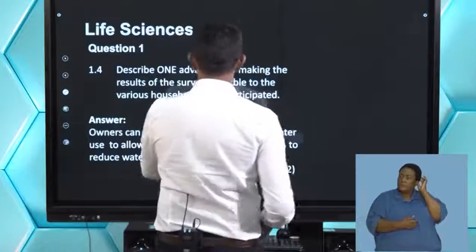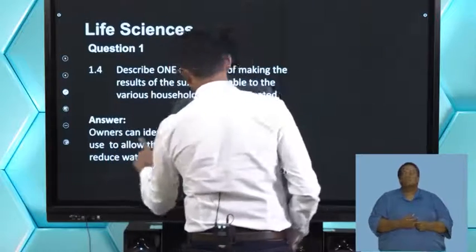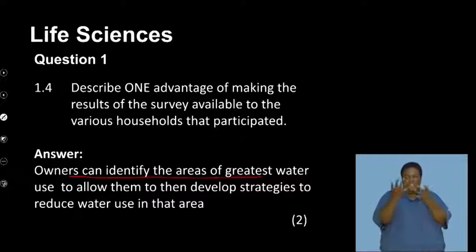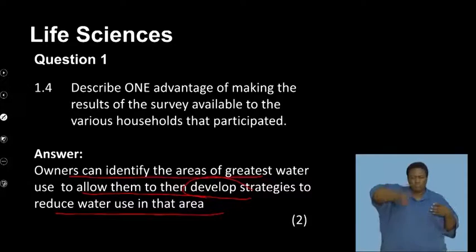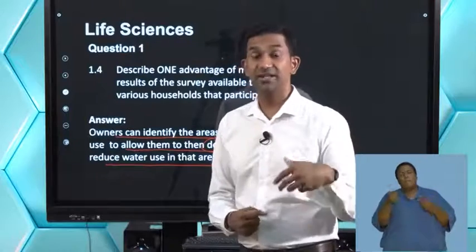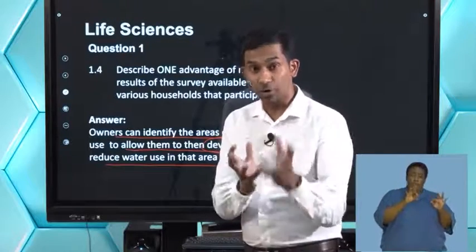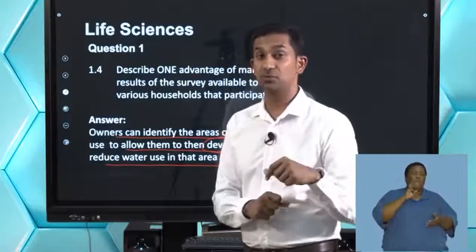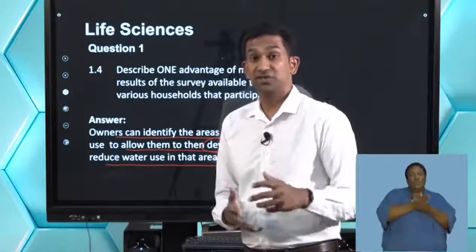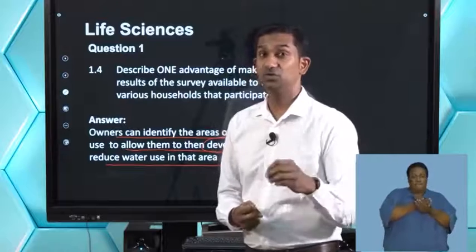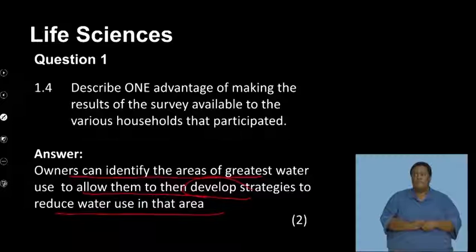Cool. Describe one advantage, and I just did that. So we said the greatest water was allowed them to develop strategies to reduce the water use in that area. And again, if you looked at that, if individuals were aware that they were using a lot of water to flush down their toilets, they probably would find a new mechanism, a more modern mechanism that reduces the amount of water that is being flushed down the toilet to ensure that they're saving water and they're using water more wisely.